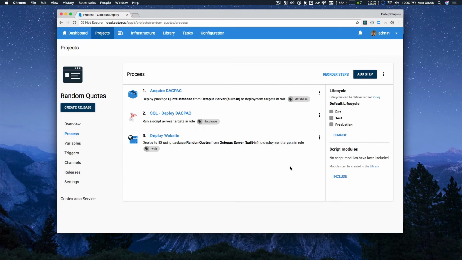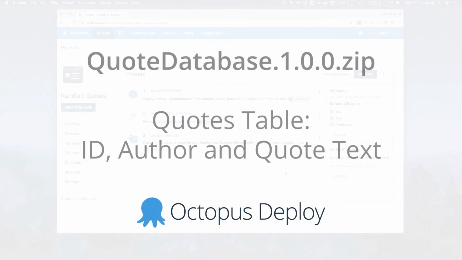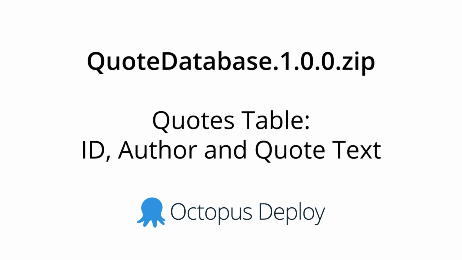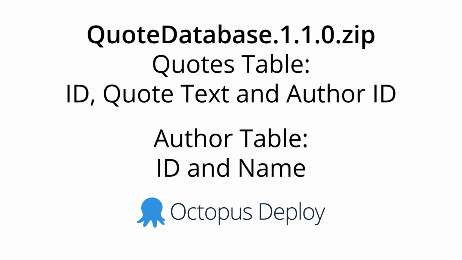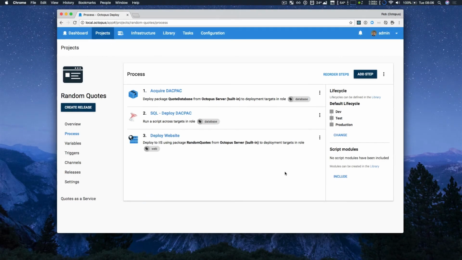Now let's see things in action. We're going to create some releases and kick off some deployments. We're going to create two releases with different package versions. The first release has packages with version 1.0.0, and it includes the single quotes table with author and quote text together. The second release has packages with version 1.1.0 and splits out the author details into its own table and adds a foreign key linking quotes to author. So let's see how this goes.